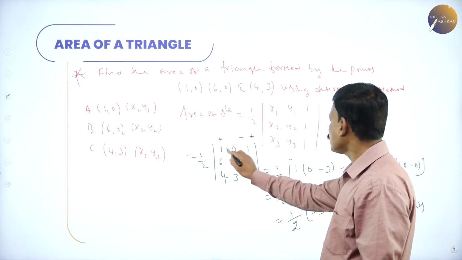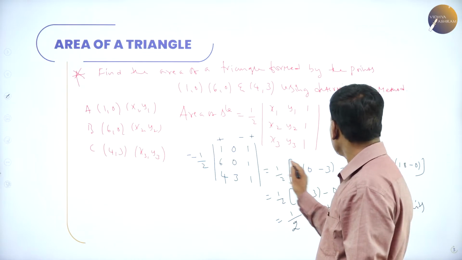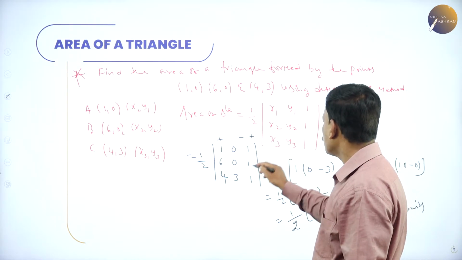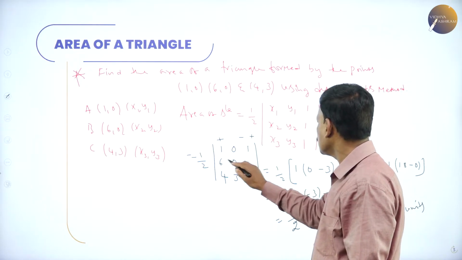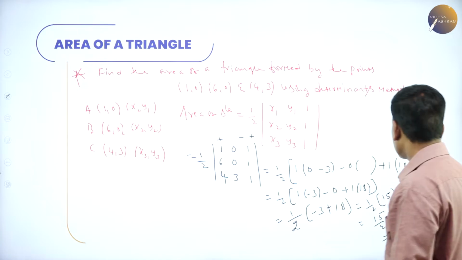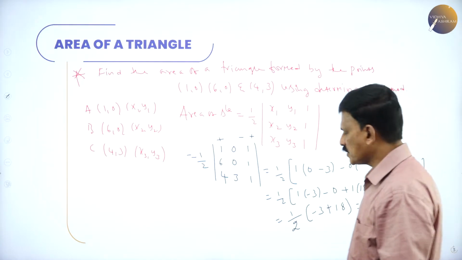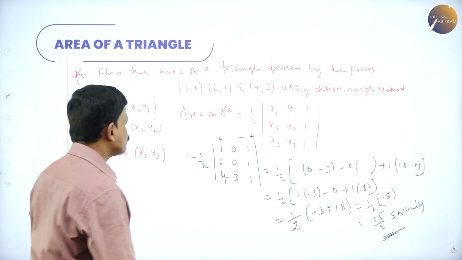1 into 0 minus 3, minus 0 into number is 0, plus 1 into 6 threes are 18. 6 threes are 18 minus 0. So, this is the required answer. Correct, it is correct. Check, listen to me.